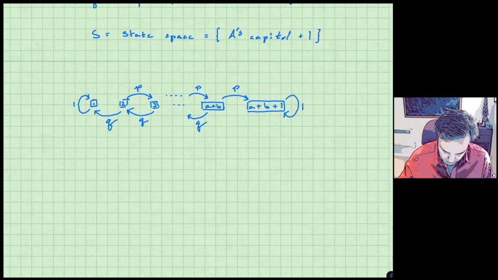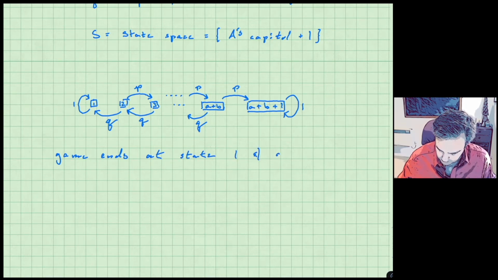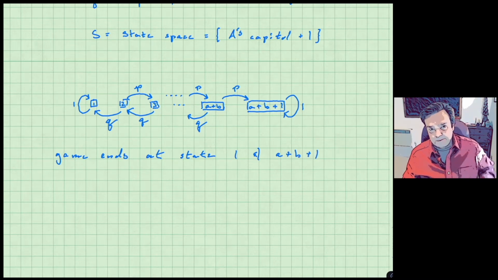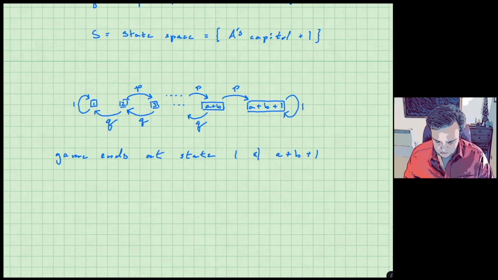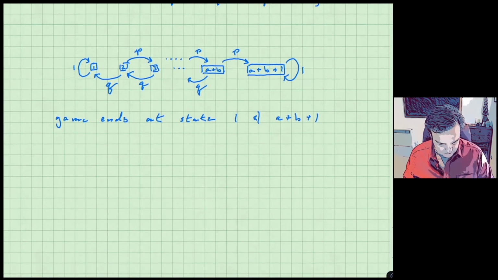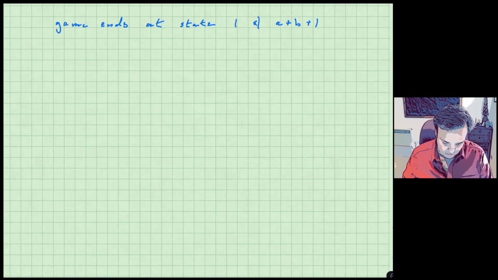And so let's make a note to ourselves: game ends at states 1 and A plus B plus 1. Okay, that's the little gambler's ruin problem represented as a directed graph. Now let's try a new one that we haven't seen before.